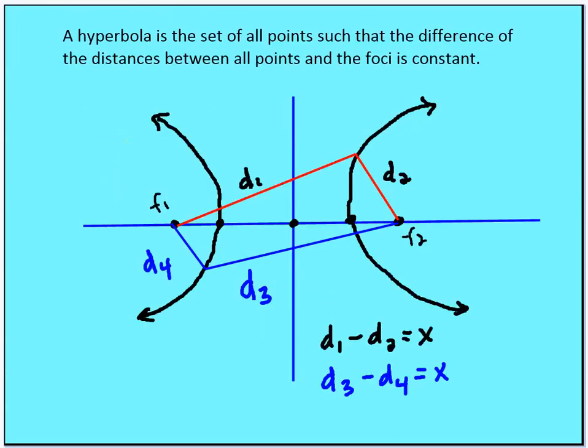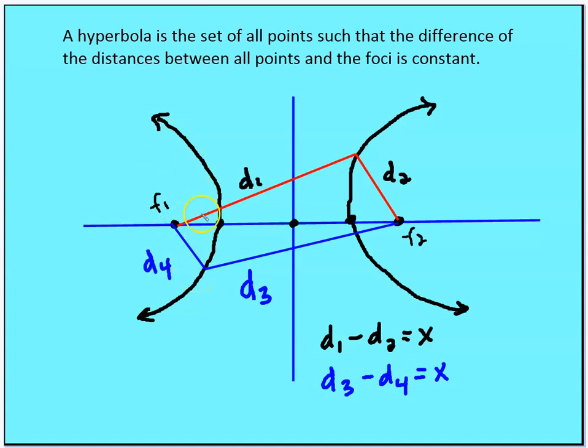All right, so the definition of a hyperbola is a set of all points such that the difference of the distances between all points and the foci is constant, which means if I take d1 minus d2, that's going to be some value, and then d3 minus d4. So from F2, focus 2, to this point of the hyperbola, minus d4, this distance from this focus to the hyperbola, is going to be constant.